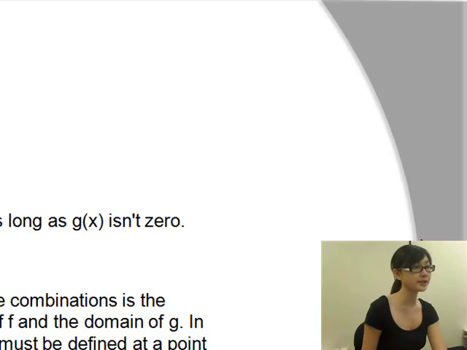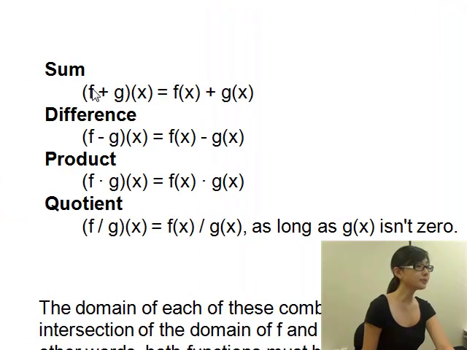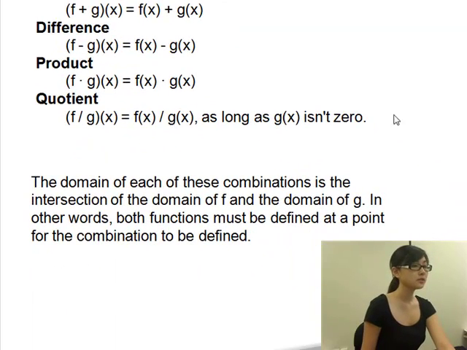So let's take a look at the standard operations. We have the sum: f plus g of x will be equal to f of x plus g of x. For the difference, f minus g of x equals f of x minus g of x. F times g of x equals f of x times g of x. And f over g of x equals f of x divided by g of x. And remember that g of x cannot be equal to 0 because it is the denominator.